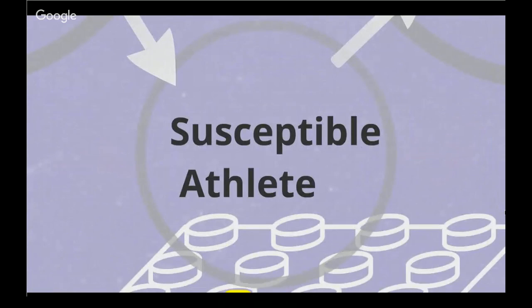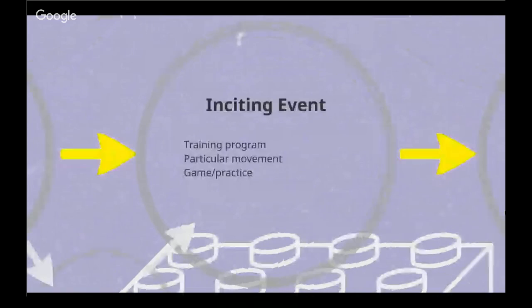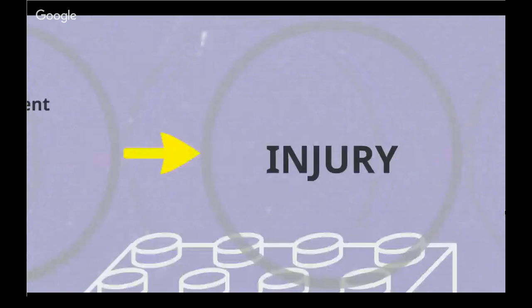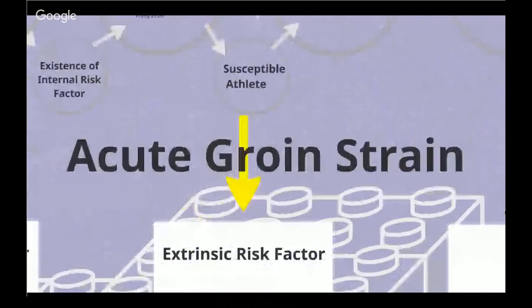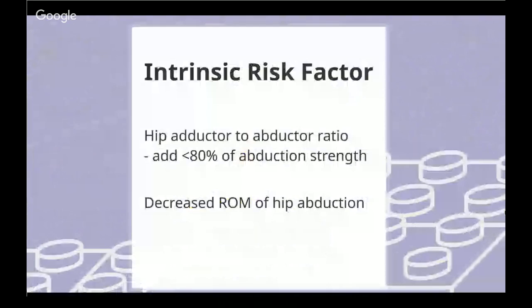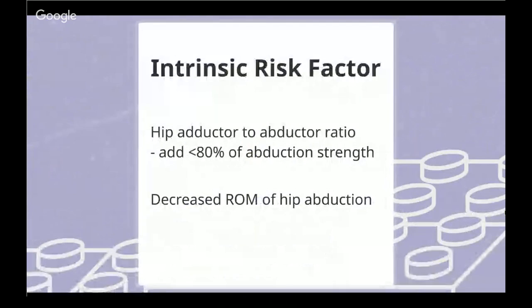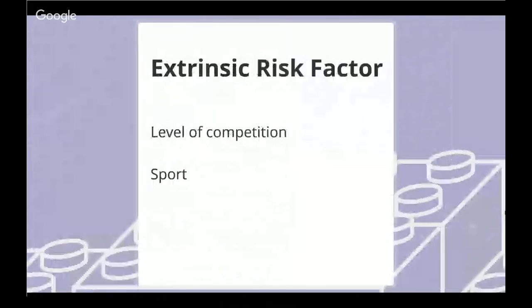turf. If you're not playing on turf and you get that injury, there's not necessarily a correlation there. And finally, there has to be an inciting event, so something that causes that injury. So it's a training program or a particular movement or a game situation, and then you get the injury. For example, the acute groin strain. An intrinsic risk factor would be the ratio of the hip adductors and abductors, or decreased range of motion of hip abduction. An extrinsic factor could be level of competition or sport. So for instance, a soccer player might be more exposed to this injury than a swimmer.